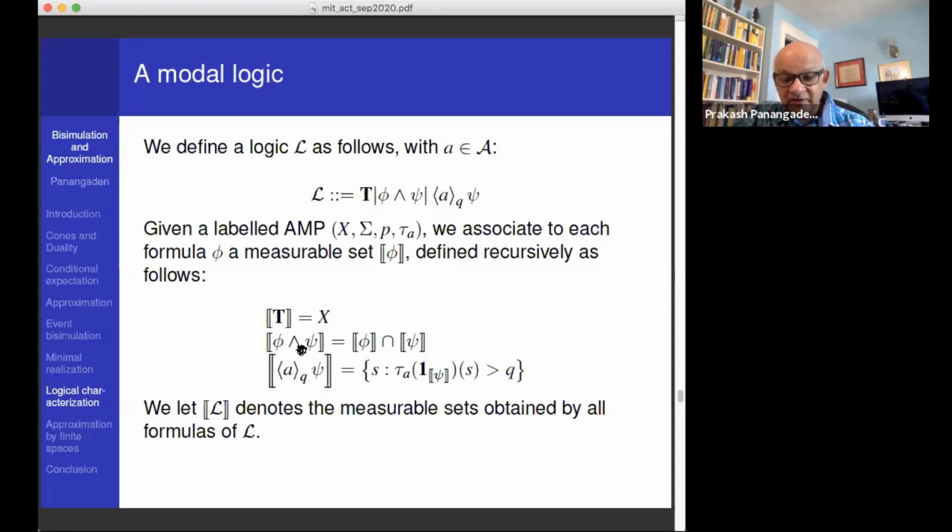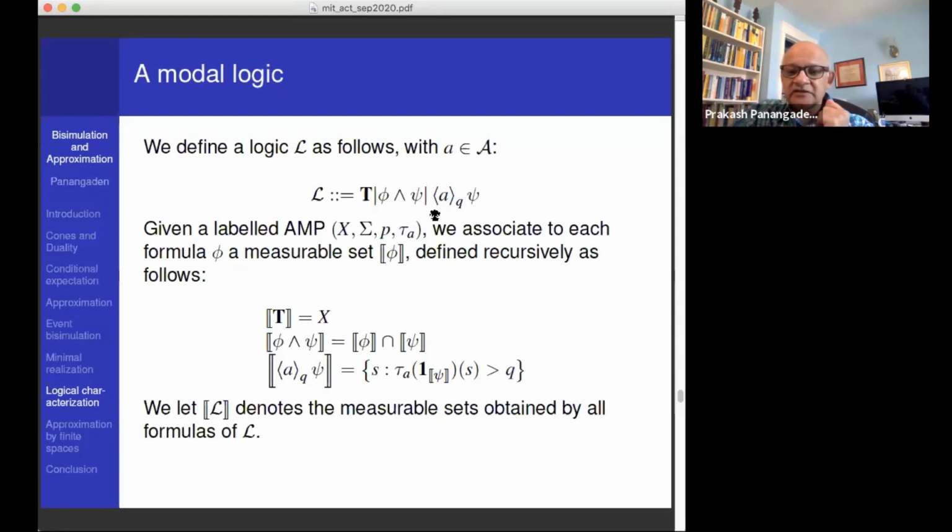The set of states that satisfies the AND of two formulas is just the intersection. But the states that satisfy the modal formula, diamond A, Q, psi, are the states such that with probability at least Q, this rational number, after the transition by the action A, you will satisfy psi. So this is a one step into the future look. So this is a very sparse modal logic, one kind of diamond operator that tells you what happens one step into the future, just conjunction, no negation, no negative formulas of any kind, no disjunction.